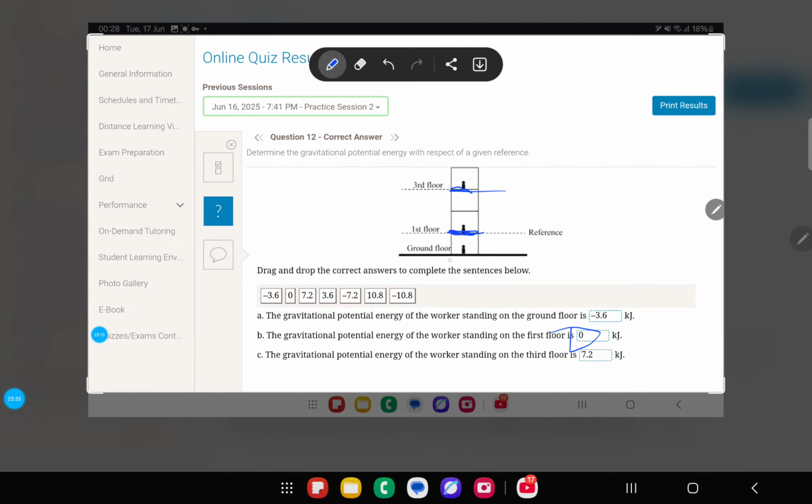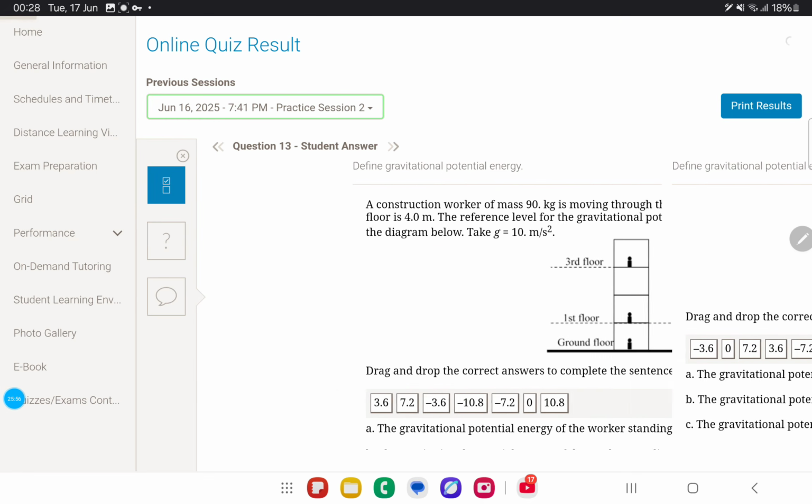Let's look at it like this. Ground floor, we said it's negative 3.6, right? First floor is 0. Then on the second floor, we keep adding 3.6, so it's 3.6. So the third floor is 3.6 plus 3.6, which is 7.2. So the answer is 7.2 kilojoules. That's it.